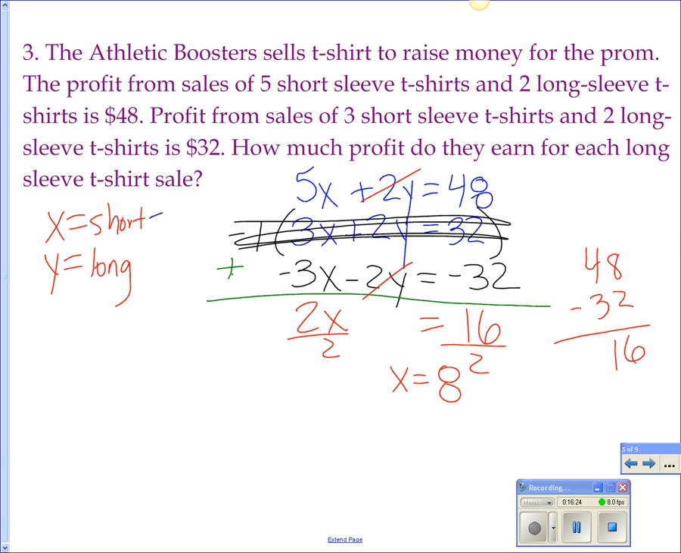Please go back and put this right here. That means short sleeve shirts cost $8. Short sleeve shirts cost $8. Andrea, what's the question want to know? What does a question ask? So we have to do the next step. Ethan G, help me plug 8 into one of the equations. What would I write?